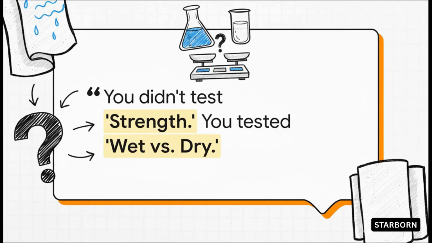And there's the big reveal. That commercial didn't prove their paper towel was stronger at all. All they really proved is that a dry paper towel is stronger than a wet one. I mean, duh. It's a totally meaningless result because they failed to control their variables.